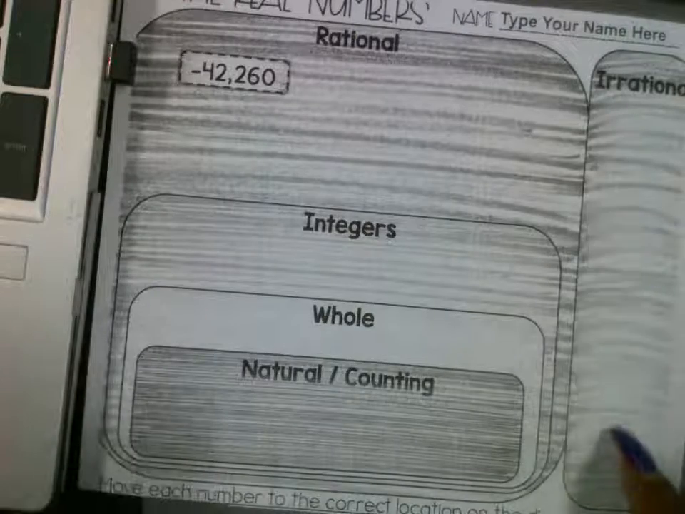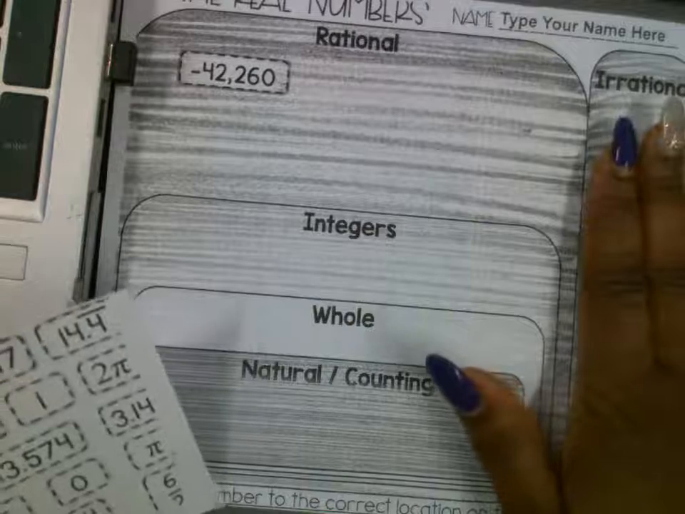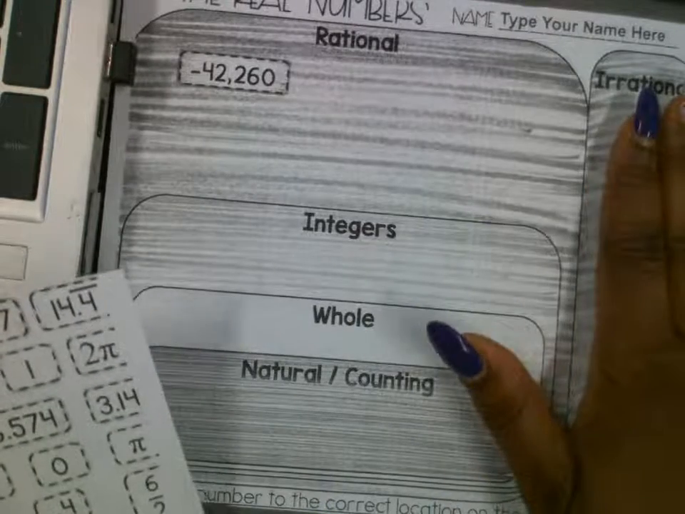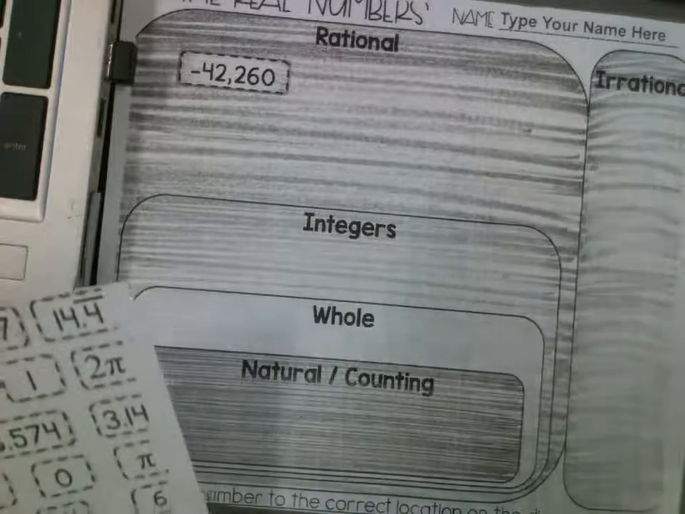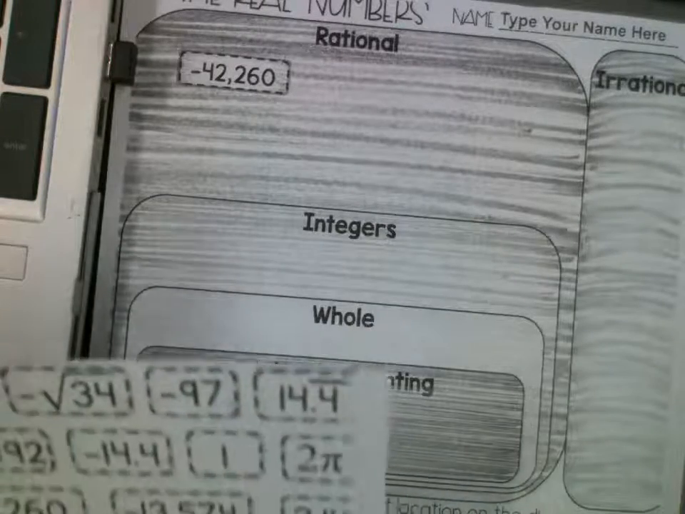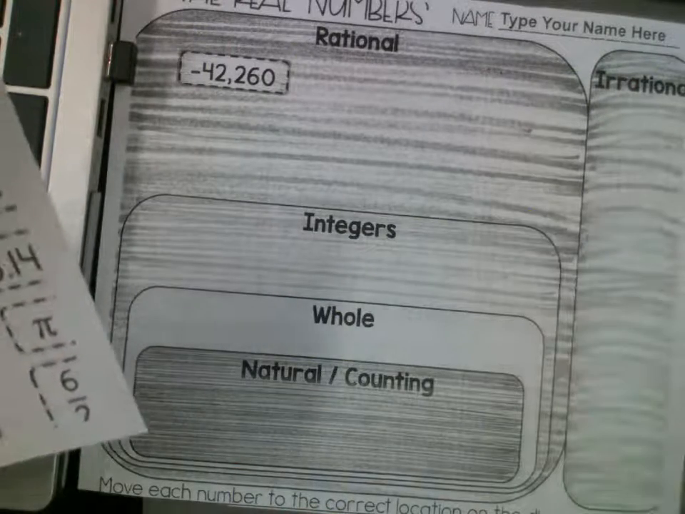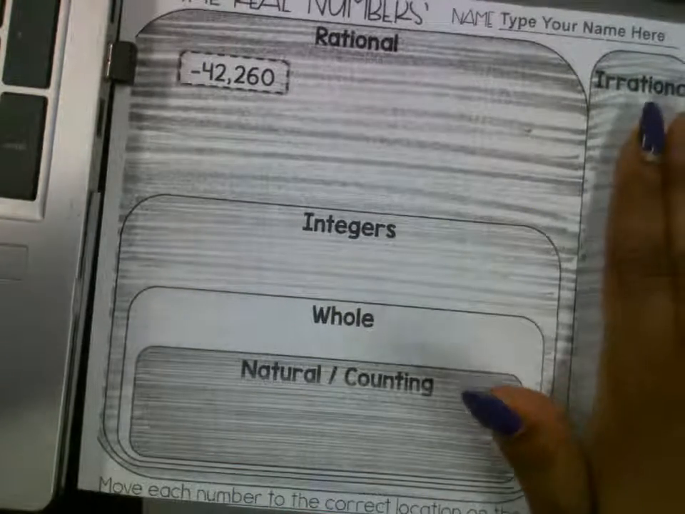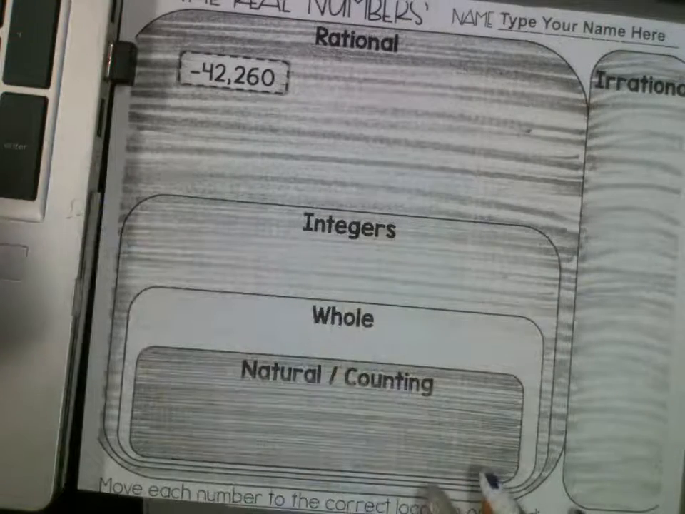Remember, there are 3 types of irrational numbers. You have non-perfect roots. You have decimals that repeat without a pattern. You don't know what number's coming next. And it has the dot dot dot at the end. And pi. Okay, those are irrational. Everything else is going to be rational.